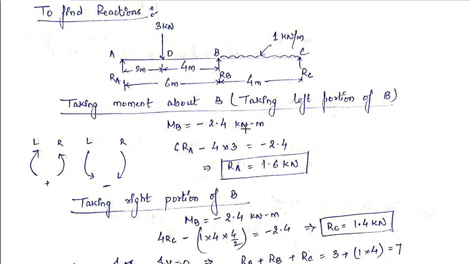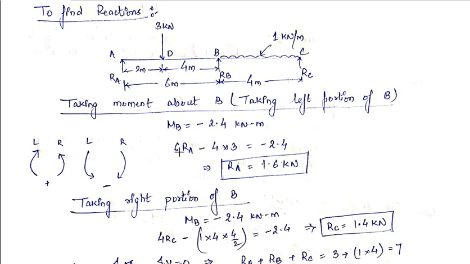So now we can write MB as the summation of moments either to the left of B or to the right of B. So we will take both of these parts one by one, that is the left part and the right part. First of all, we will take the left part of B. So we know that MB is equal to minus 2.4.